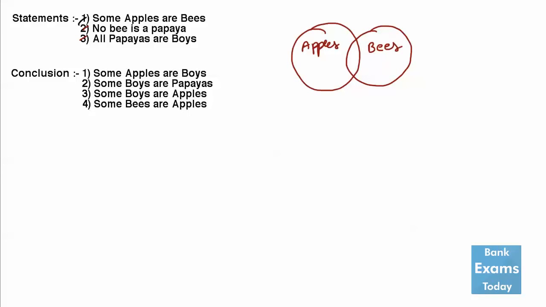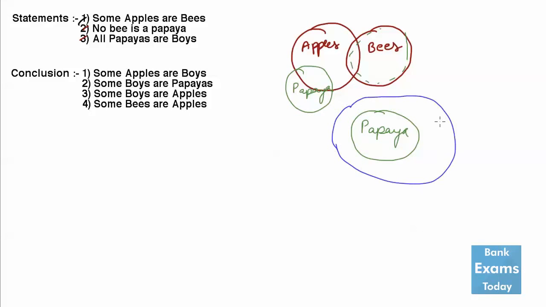Then no bee is a papaya. Here goes the papaya. The papaya can be here or it can be here. The papaya circle can be anywhere except this bee circle. And the third one is all papayas are boys. So all papayas are part of the bigger circle, boys. So it can be like this. This is for boys. So now move on to the conclusions.